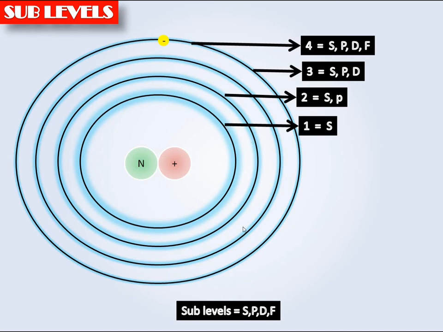Now, what does this look like? Well, the higher you go, the more subshells, more sublevels you get. And it also seems that the number of sublevels corresponds to the number of the energy level. So 1 has S, 2 has S and P, 3 has S, P, and D, 4 has S, P, D, and F. So 4 sublevels for level 4, 3 sublevels for level 3, 2 sublevels for level 2, 1 sublevel for level 1. And you can see the table.